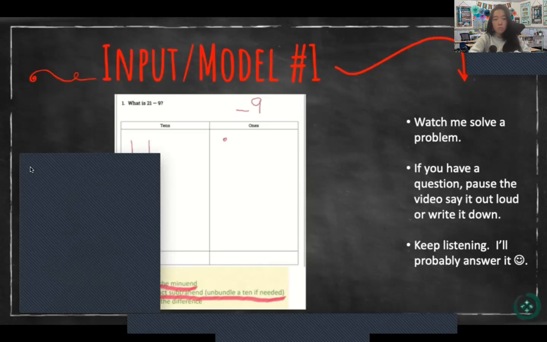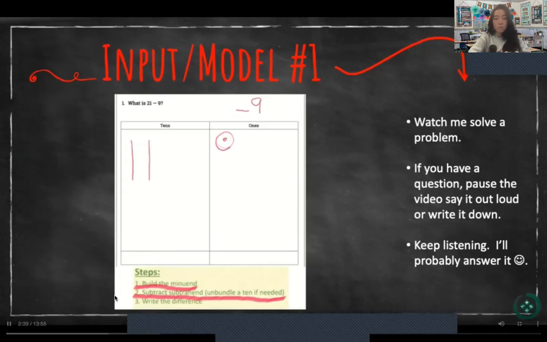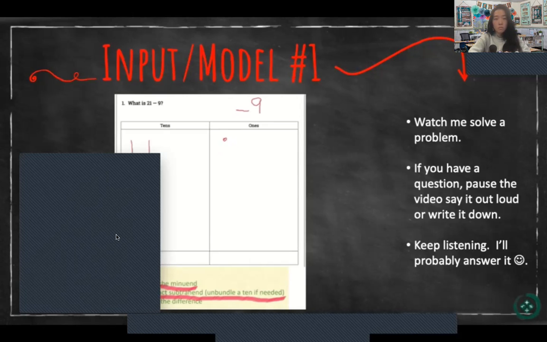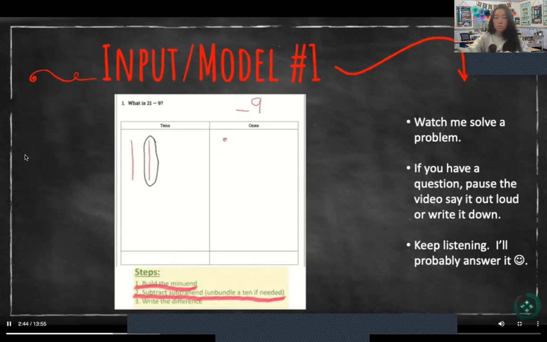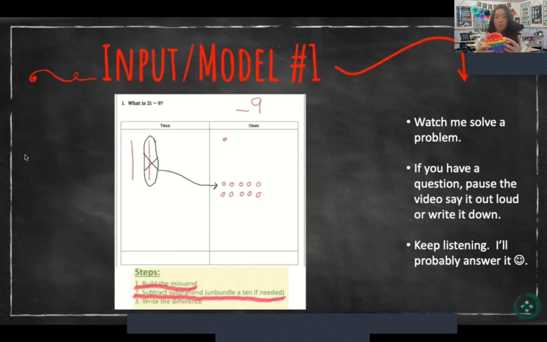So I need to subtract 9 ones. But I see here we only have 1 one. That means that I'm going to need to unbundle one of my 10s. I'm going to take this 10 and I'm going to unbundle it and turn it into 10 ones. Here we now see that this 10 is now represented as 10 ones. Now we can subtract our 9 ones. 1, 2, 3, 4, 5, 6, 7, 8, 9. We have 1, 2 ones left. So I will show that we now have a 2 in our ones place.